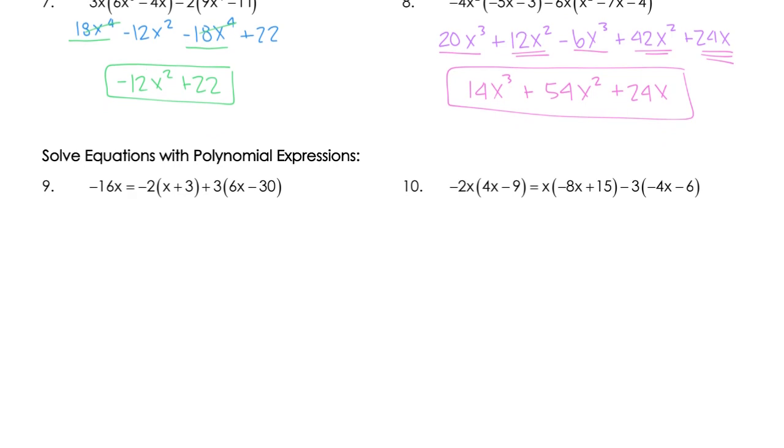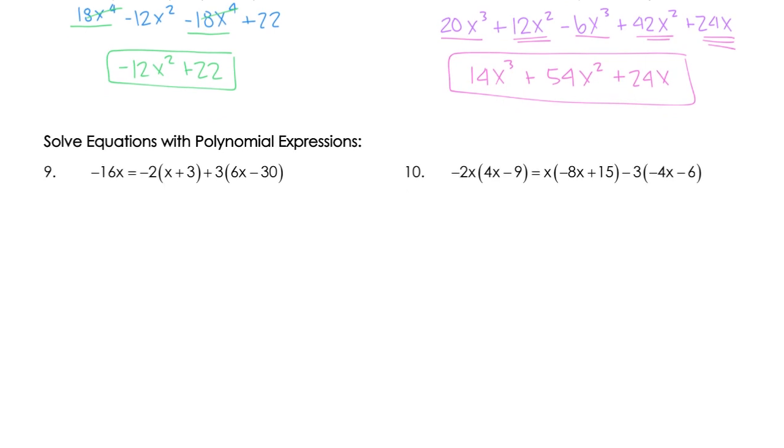And then on 9 and 10, you'll actually notice that we have an equal sign in between these two. So now we're actually solving equations with polynomial expressions. So this negative 16x, I'm going to go ahead and just bring down. There's nothing to do on that side. But then I have to distribute this negative 2 to x plus 3. So that would give me negative 2x minus 6. And then distribute this 3, so plus 18x minus 90.